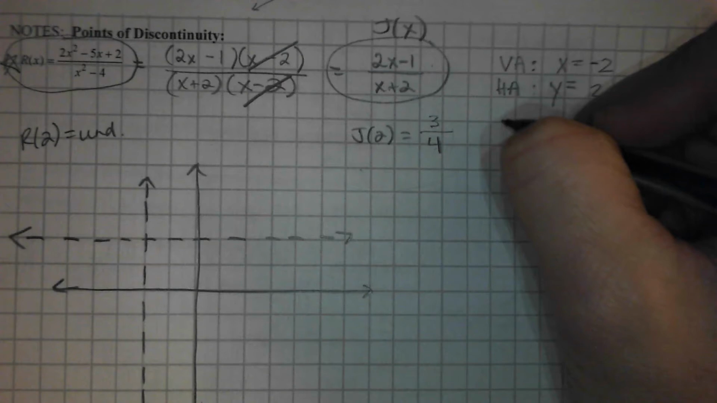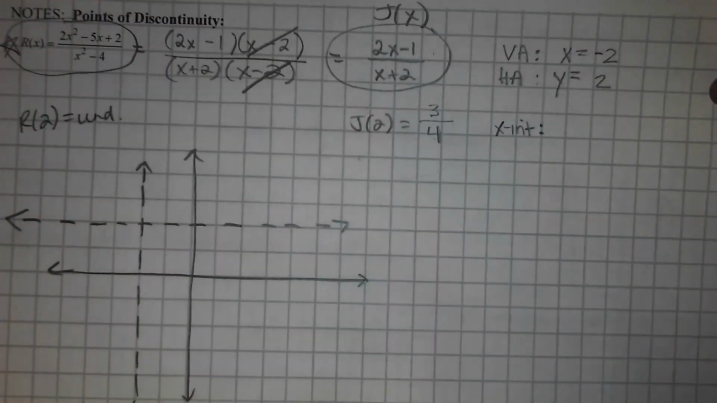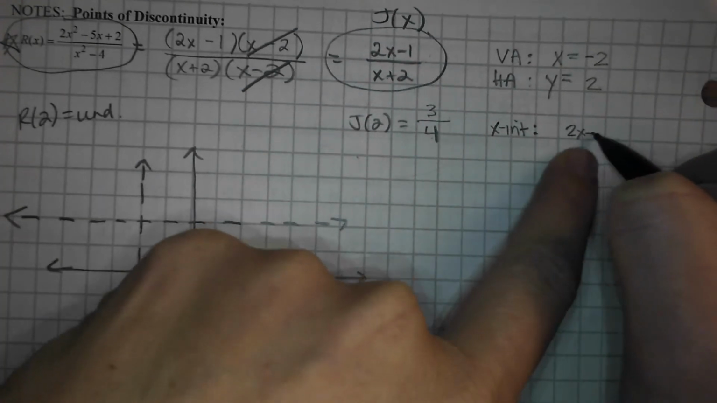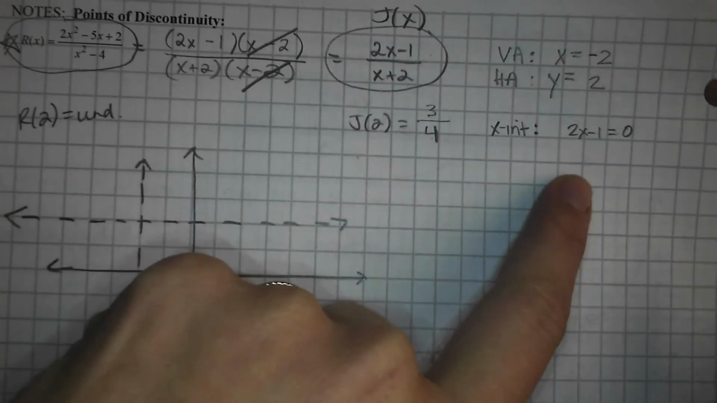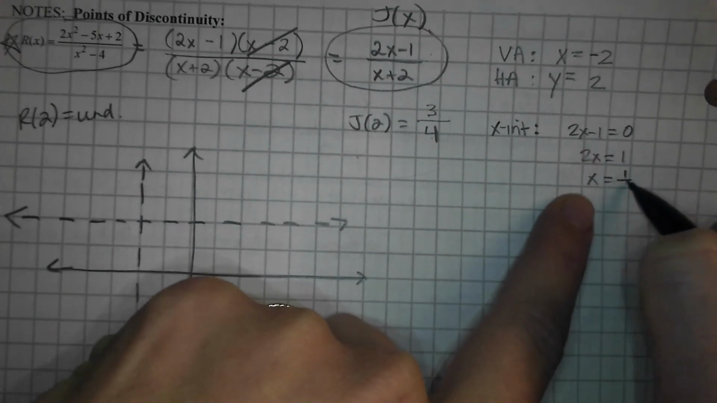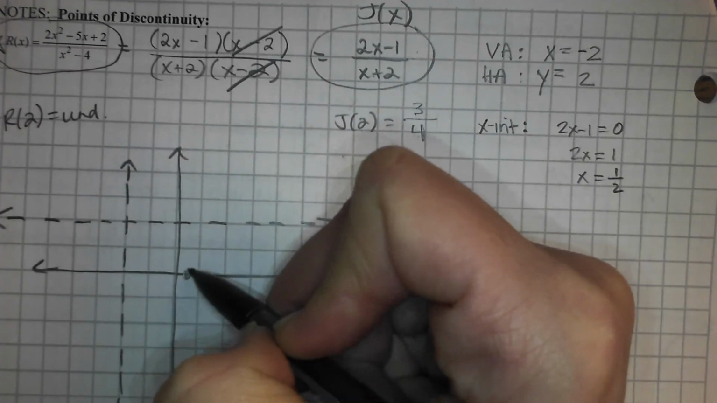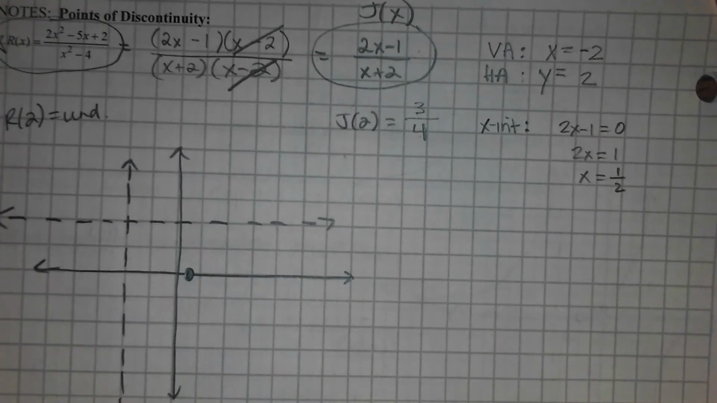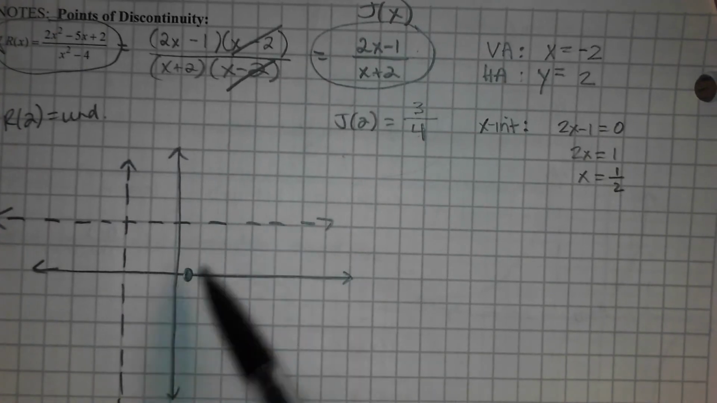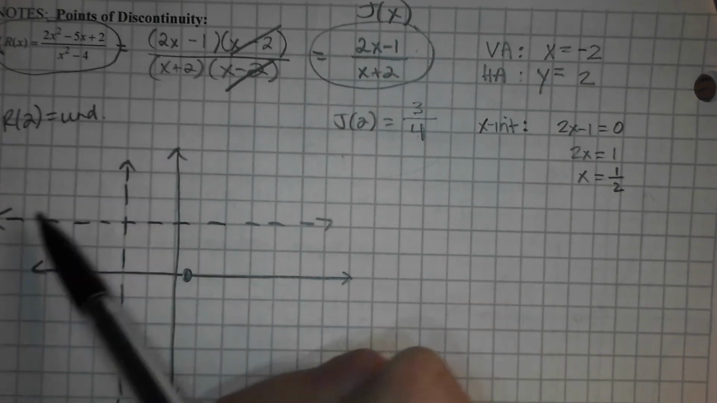My x-intercept. When will this numerator equal 0? It's when your numerator, 2x minus 1, equals 0, which will be an x value of 1/2. So there's your x-intercept, which pretty much tells me that this is going to be cornered down here. And the other one's going to be cornered up over here opposite.